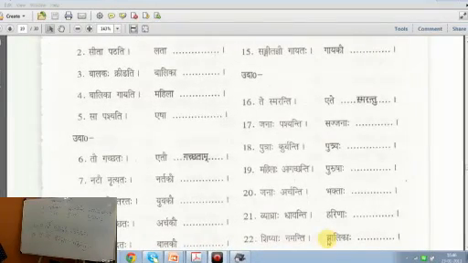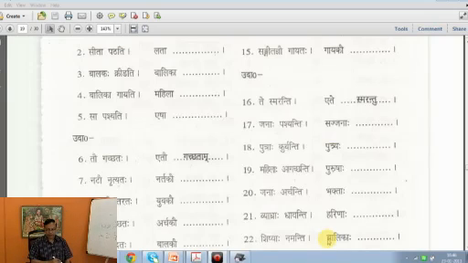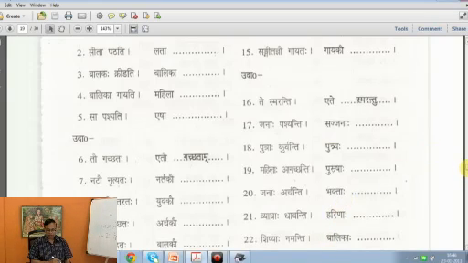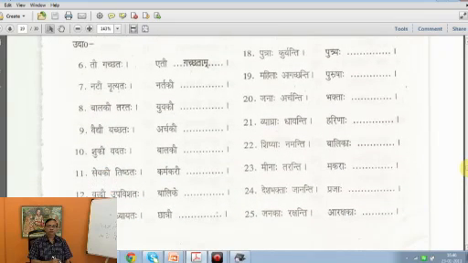20th. Janaha archanti. People are worshipping. Then it becomes bhaktaha archantu. Let the devotees worship. 21. Vyaghraha dhavanti. Tigers are running. Harinaha dhavantu. Let the deer run.